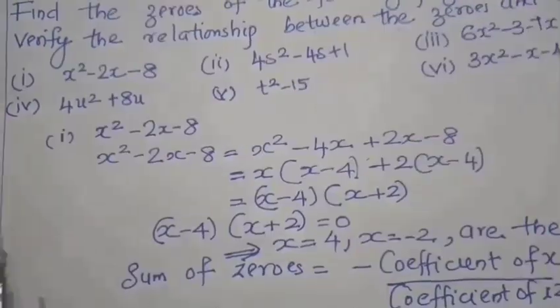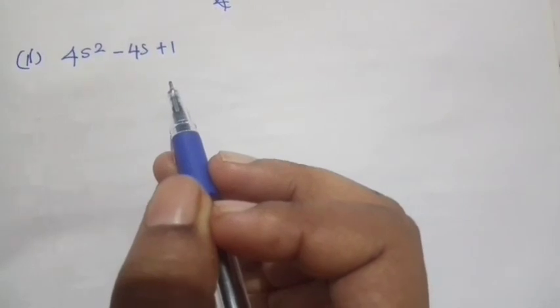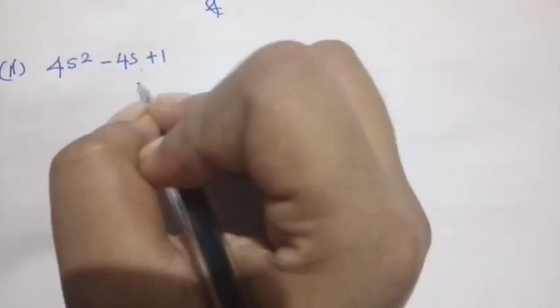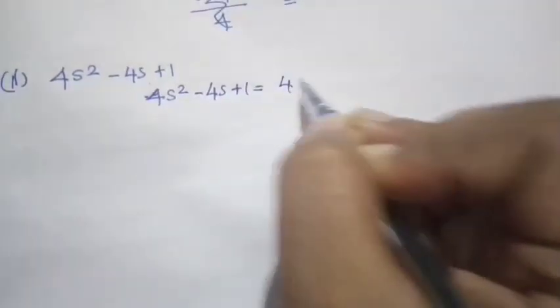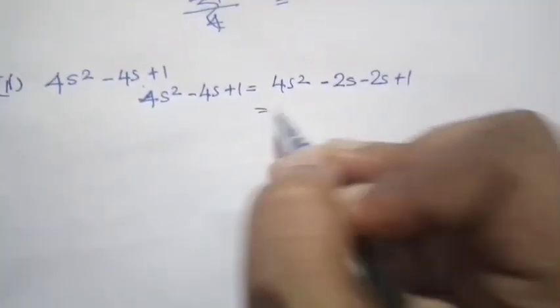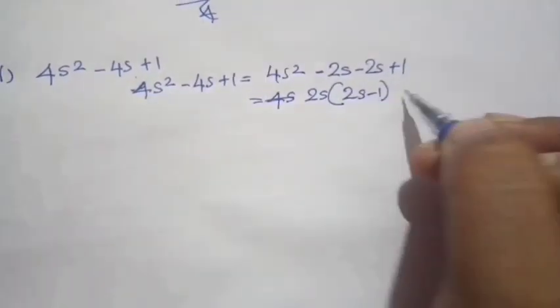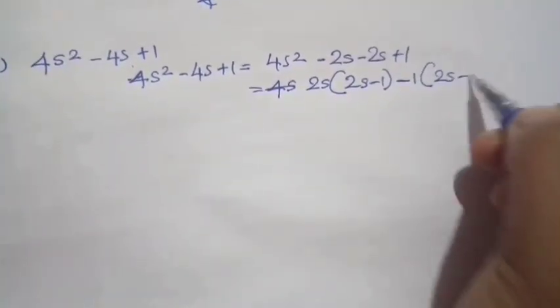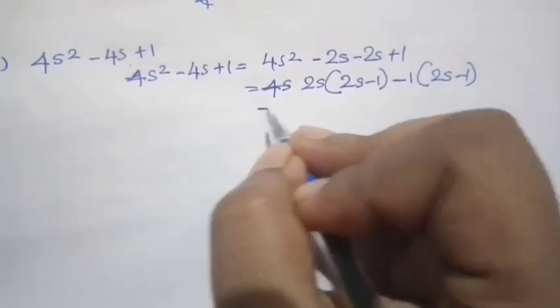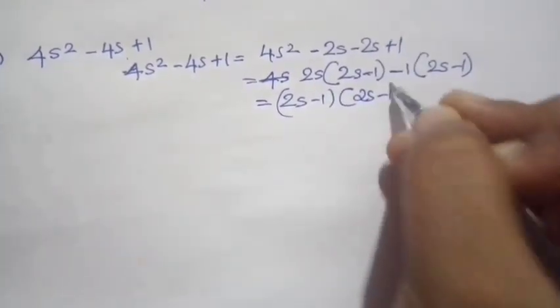Now, moving on to second question. Next question is 4s square minus 4s plus 1. So this is a quadratic polynomial in the variable s. So first we have to find the zeros. How to find the zeros? The same method, we have to first factorize that. So how to factorize? On splitting the middle term, we get 4s square minus 2s minus 2s plus 1. And on taking the common factor, we have 2s into 2s minus 1 and minus 1 into 2s minus 1. And again, on taking the common factor, we have 2s minus 1 into 2s minus 1.